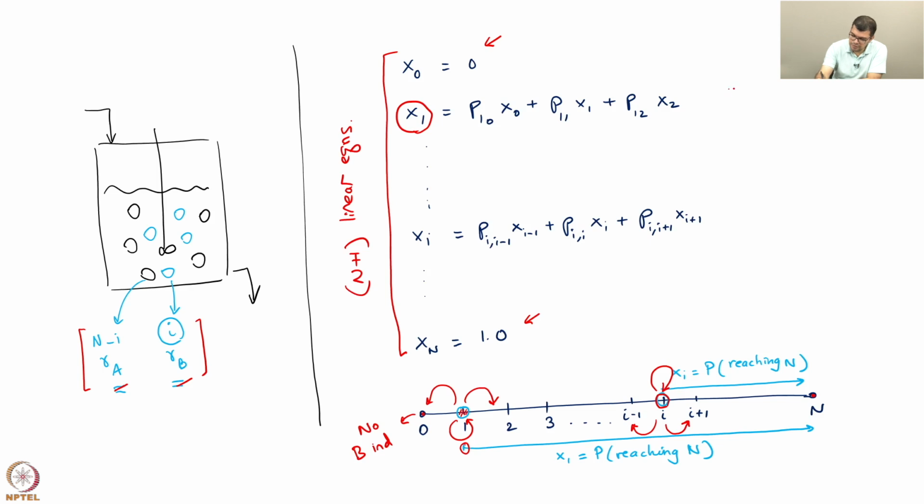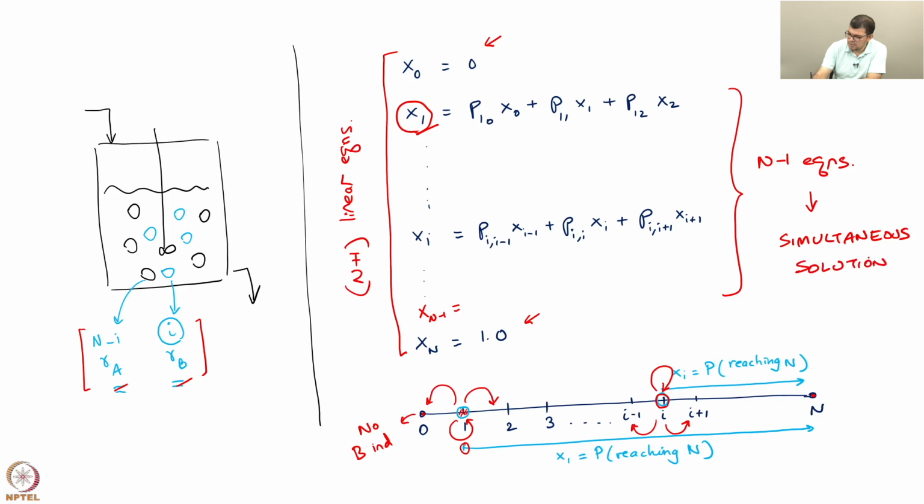And in between we have these n minus 1 equations. So this is a total of n plus 1 equations, but for 2 of those equations we know the answer. The n minus 1 equations give us x1 to xn minus 1. These are unknown, and they have to be solved simultaneously to give us the value of x1.